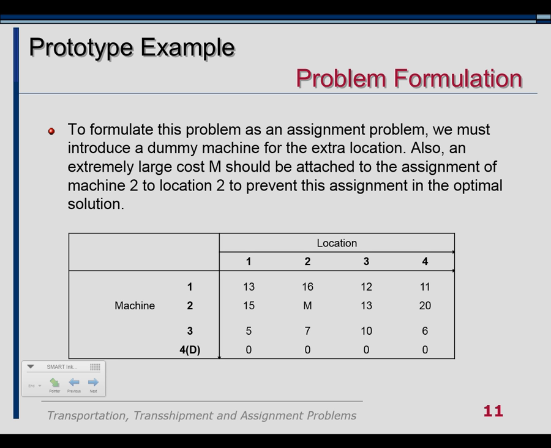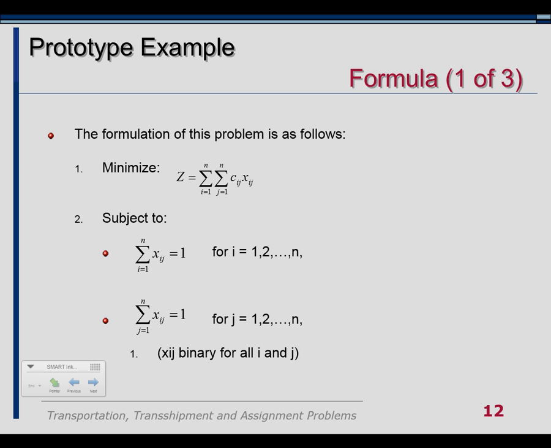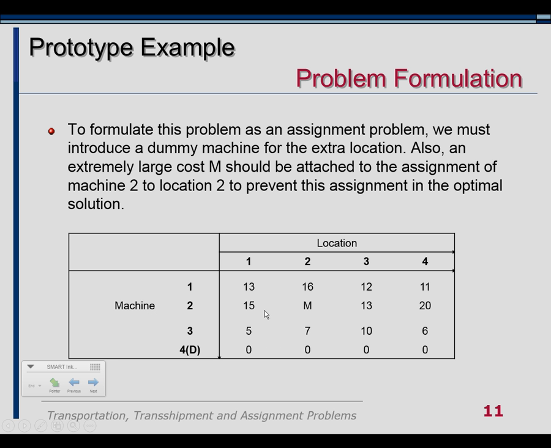So remember when I talked about the big M? We're going to use it here. To prevent machine 2 from going to location 2, I put a big value in, 2,000, something like that. This dummy machine is a machine that doesn't exist. It can be at any location, so I'm going to put a cost of 0 here. The reason we do this is to make it balanced. This matrix has to be an n by n matrix.